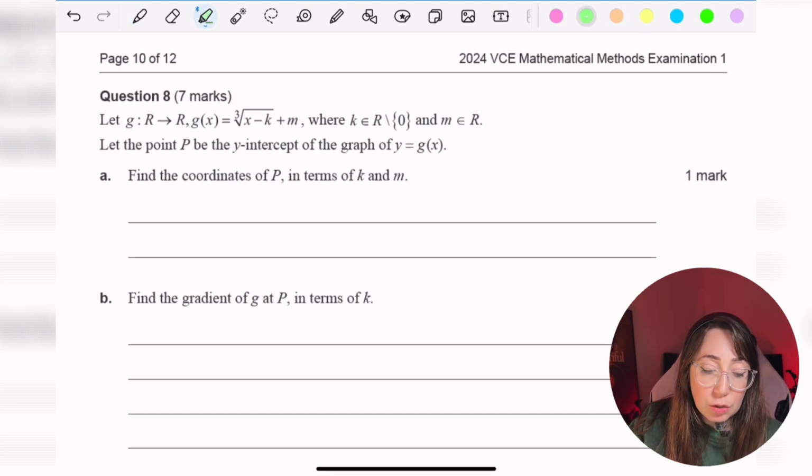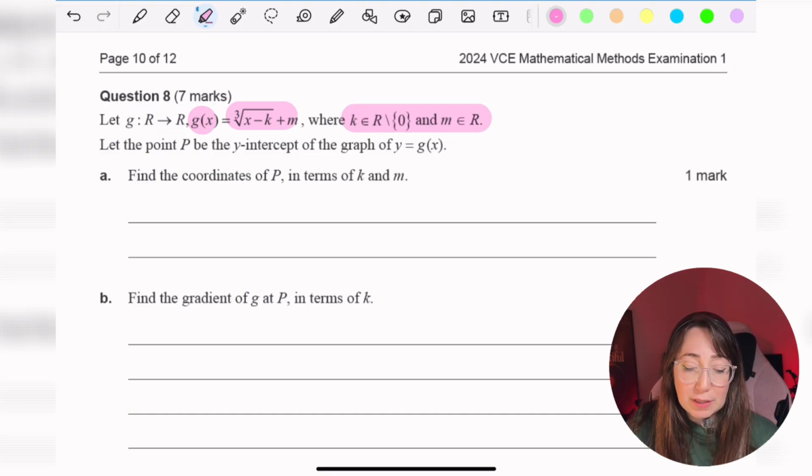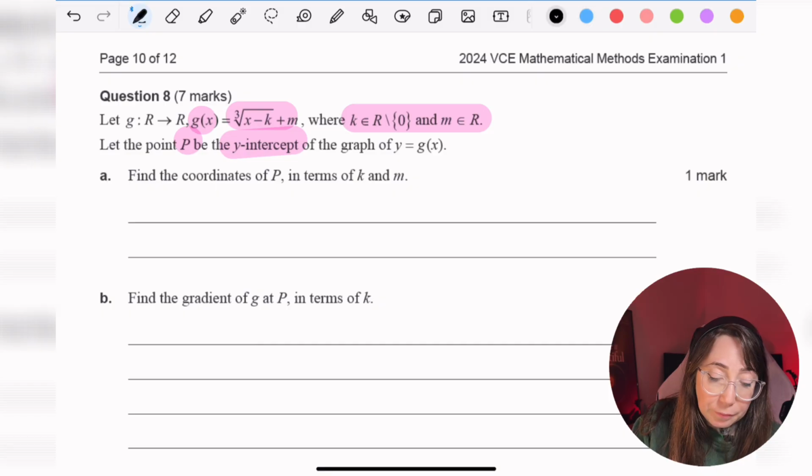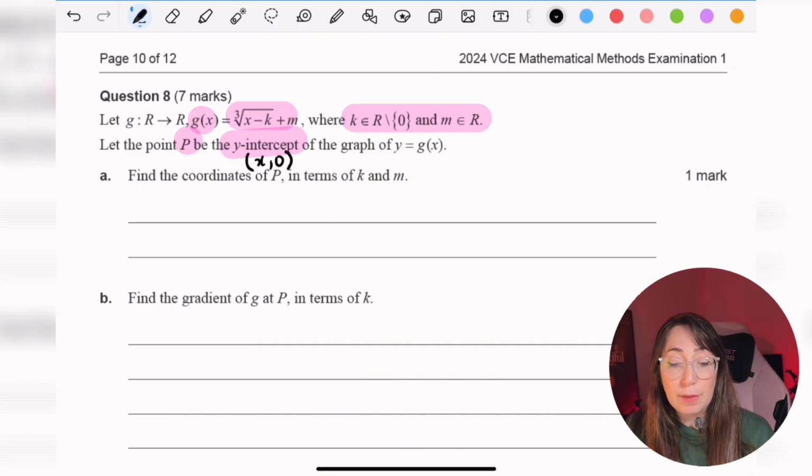So first thing I want to do is just a quick highlight: notation, g of x, the actual function itself, and a little bit of information about the k and m. I mean, they're just real values, so it's up to you whether you want to highlight it or not. One really key point though is that the point P is the y-intercept of the graph. And when I think of the y-intercept, what I'm thinking is that we have some sort of x value and the y value being 0 there.